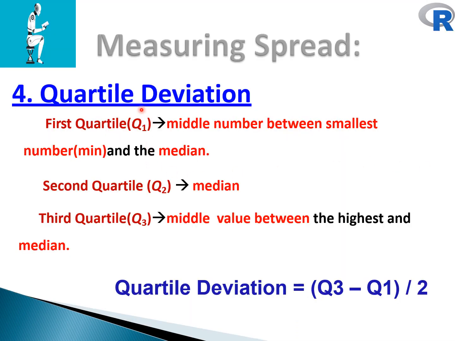Then we have to study how to find out the quartile deviation. Quartile deviation can be found out as Q3 minus Q1 divided by 2. You already studied how to find out the different quartiles. So after finding them, the quartile deviation can be found out using the equation Q3 minus Q1 divided by 2.